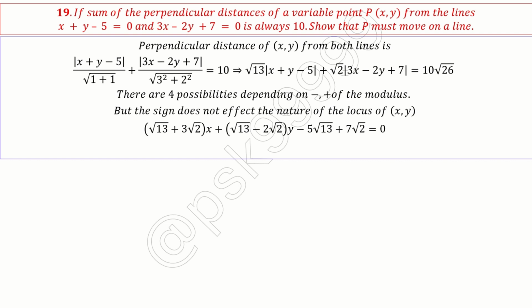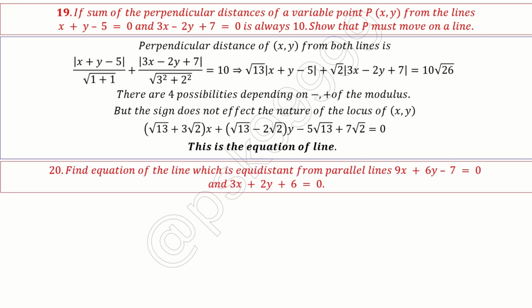The locus is always a line. You get ax plus by plus c equal to 0 form only. So this is the equation of a line. P must move on a line, right? So the locus of P is the equation of a line. Hope you understand this one.